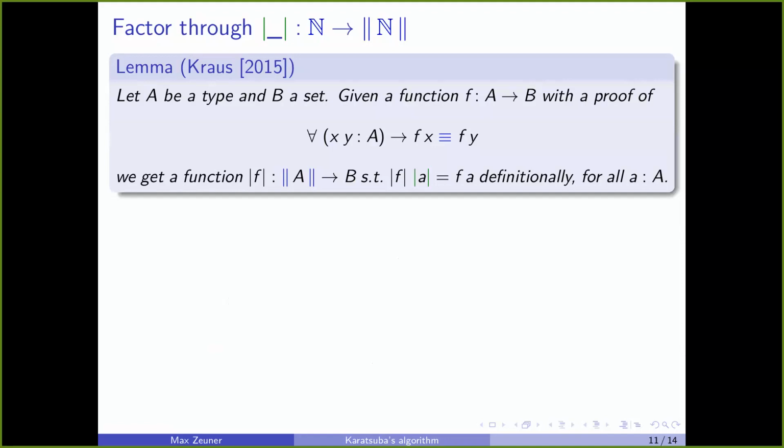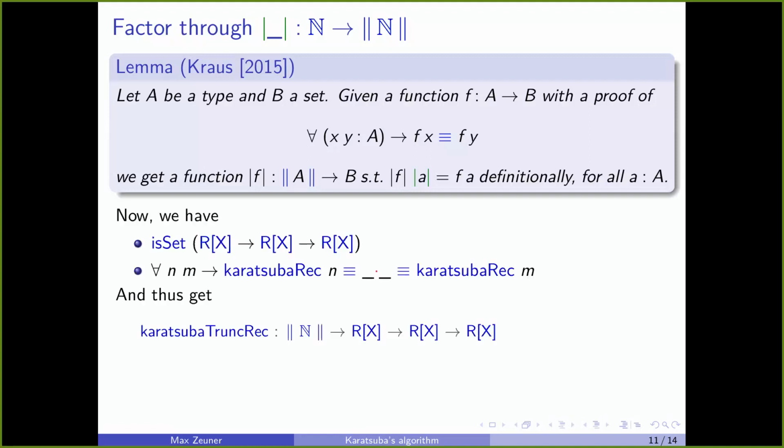So for any x and y and a, the path from f of x to f of y, to construct a function out of the proposition truncation by A into B that computes definitionally just to f on the point constructors. And yeah, that's what we have in our case.